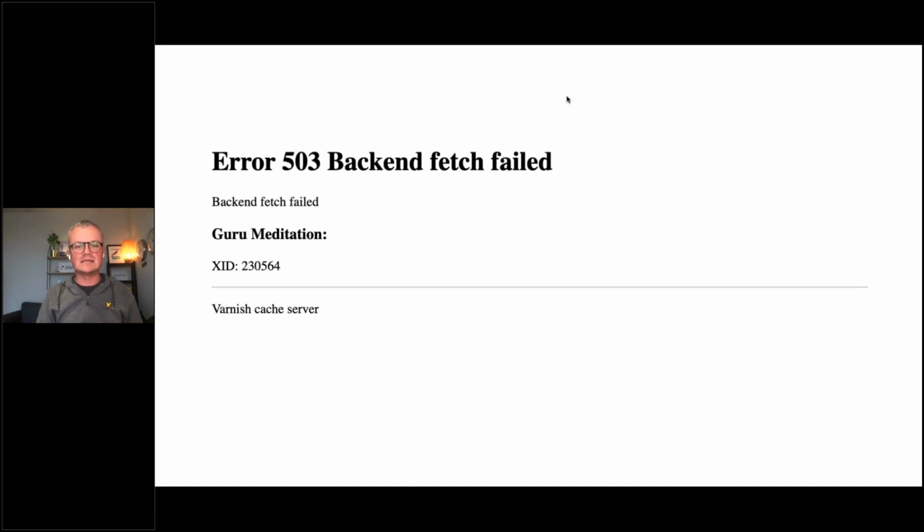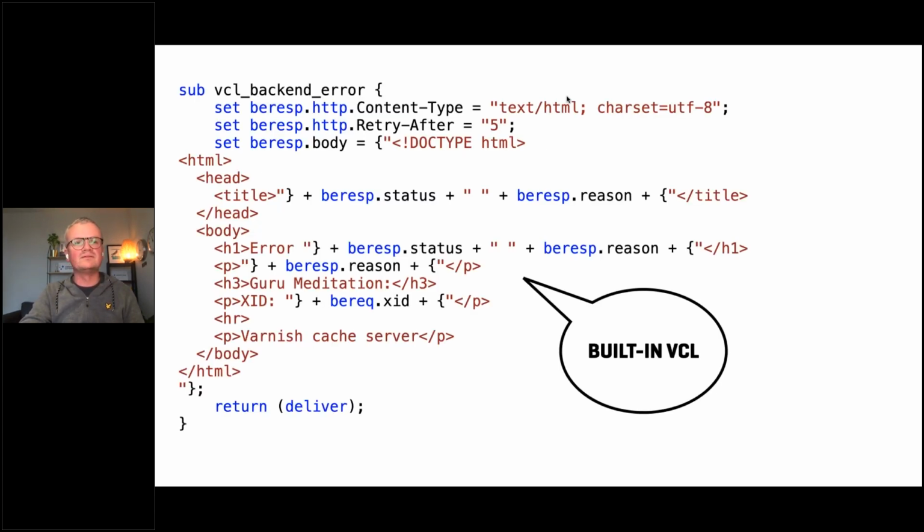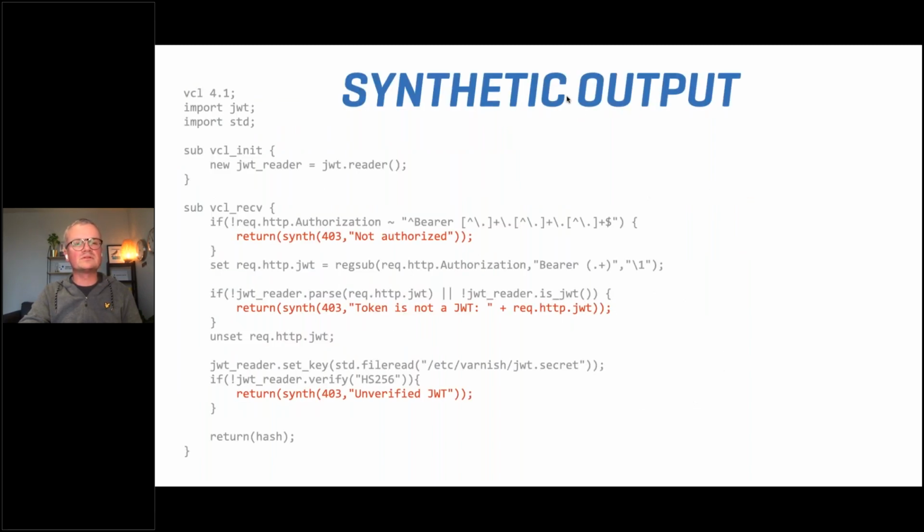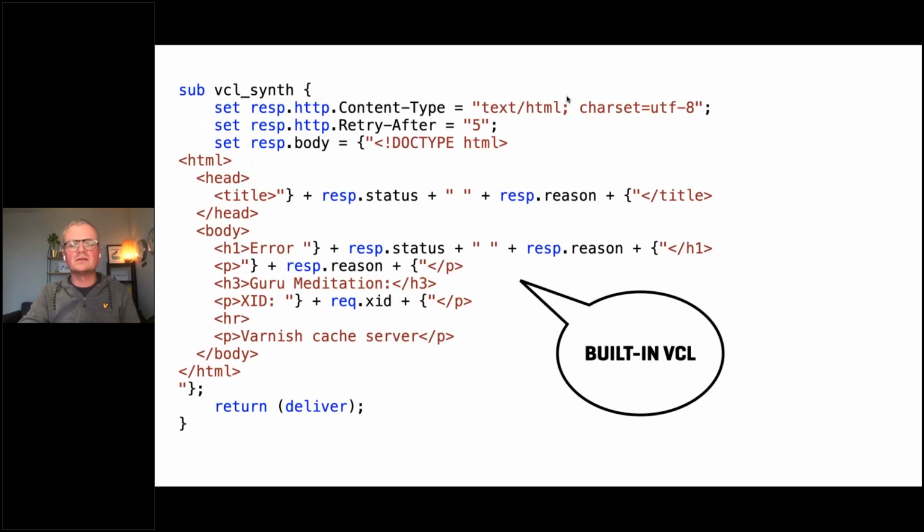So my advice, and Ariana's advice as well, is please modify the default value. This is the default. This is the built-in VCL for backend error. So this is an interpolated string that is used where everything is put in. Please change this. Synthetic output, you saw that in the JSON web token example. These return statements where you deliberately return a status code and a sort of response reason, please extend that as well. This is how it's done by default.